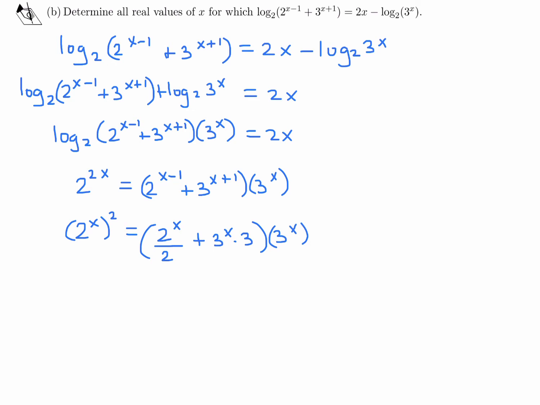And at this point, what I can do is make some substitutions. The substitutions I will make are let 2 to the power of x equal a, and let 3 to the power of x equal b. Make it a little bit nicer for us. So it becomes a squared is equal to a over 2 plus 3b times b, like that.